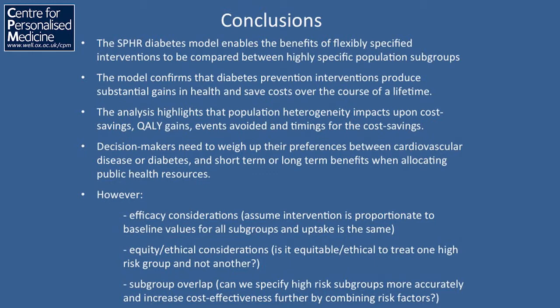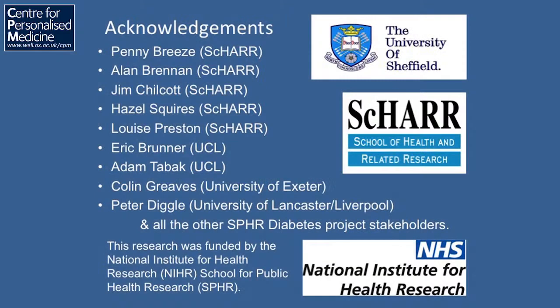And something we can do with the model, we haven't done it yet, is that there will be some people who fall into more than one subgroup. In fact, there may be people that fall into all 6. And if we target those people, we might find that the intervention is even more cost-effective than we've already found with the individual subgroups.